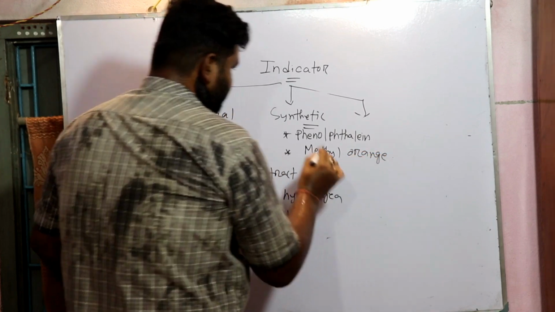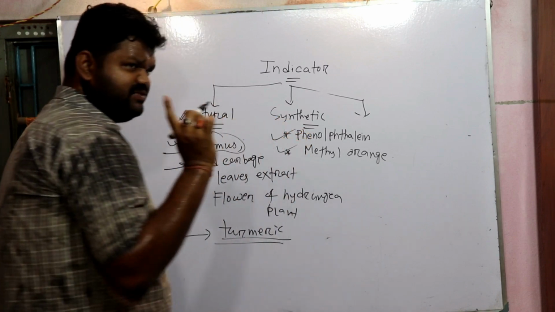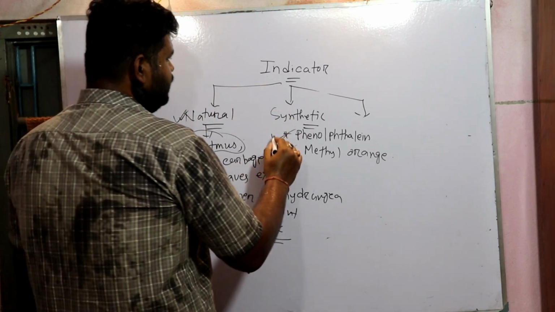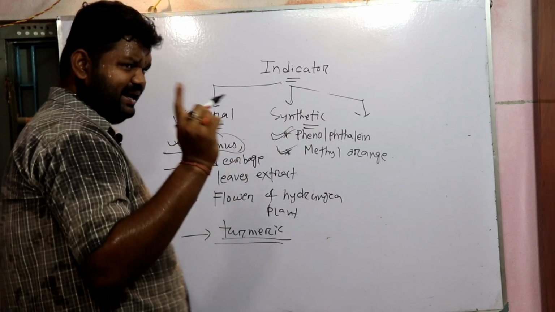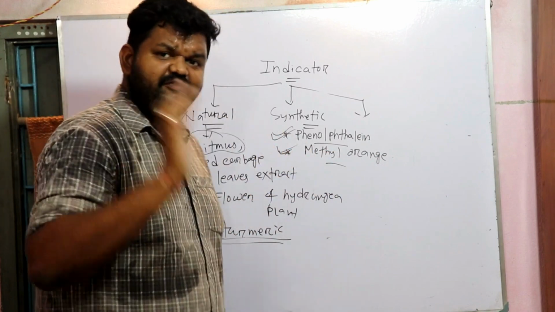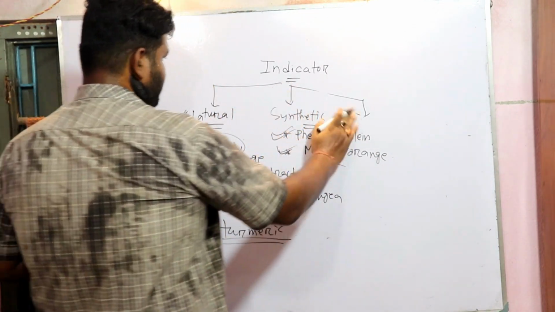Okay, you have to remember these two, very important in case of acid base titration, in case of various reactions, you will use these indicators. In practical purposes also, you have to use phenolphthalein and methyl orange definitely many times in your life in the chemistry laboratory.